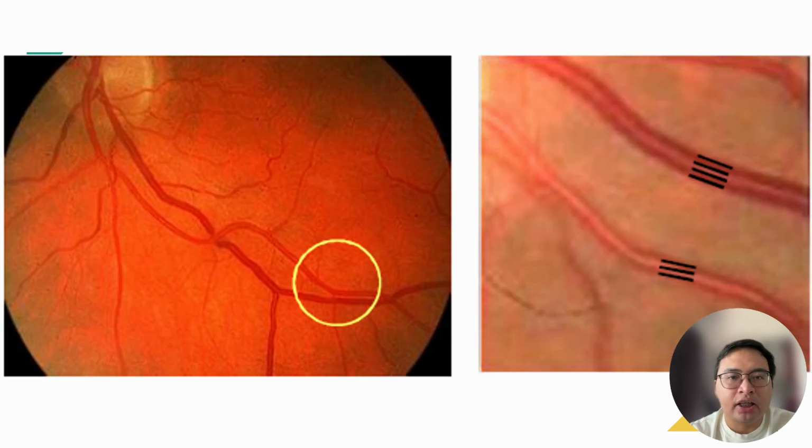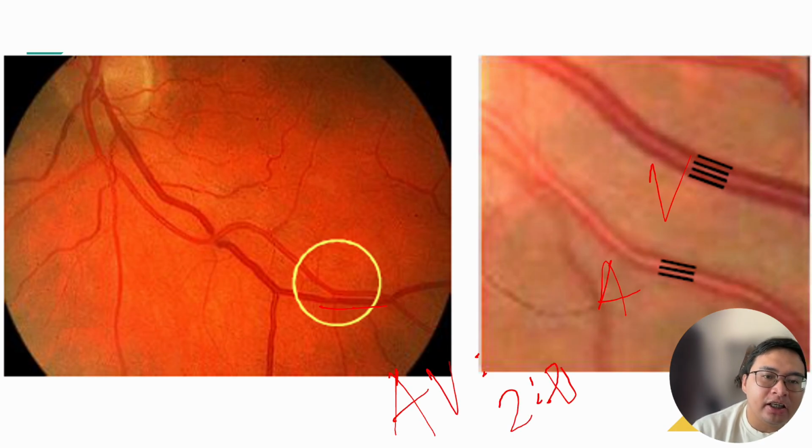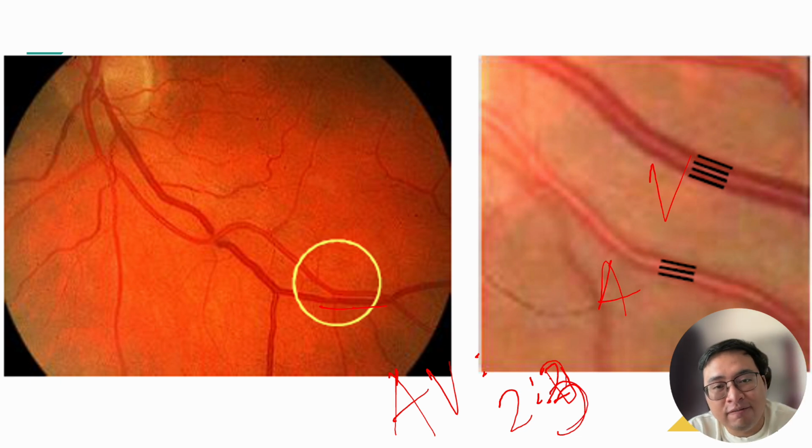Next, what do you need to notice about the blood vessels? So question, which one of these is the arteries and which one is the veins? The arteries are narrower compared to the veins. So for example here, this is the artery and this is the vein. The normal arteriovenous ratio is 2:3, meaning the arteries are around 2/3 of the width of the veins.